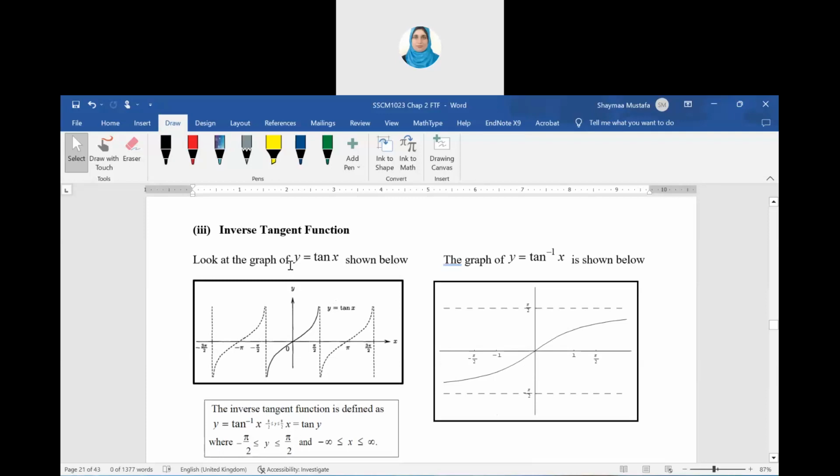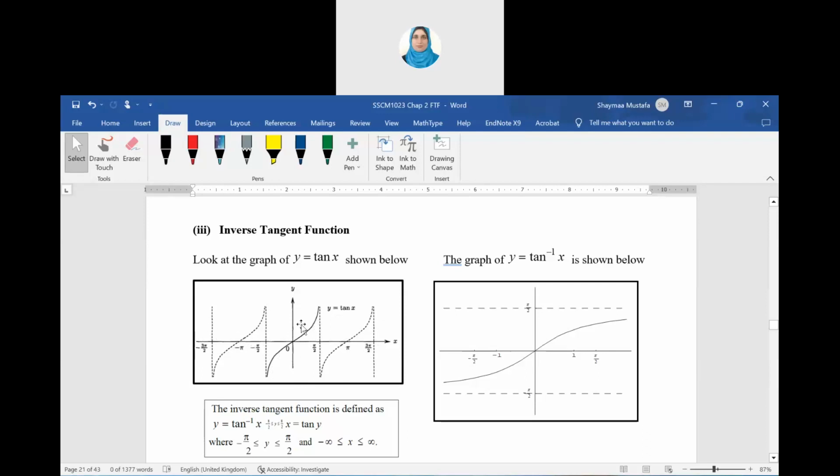Similar for tan x, tangent x, tan inverse x. This is the graph of the function tan x, the original graph that we learned in the first class of chapter 2. The tan function is a periodic function, but on its domain it is not one-to-one.